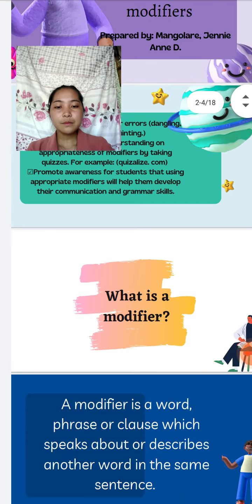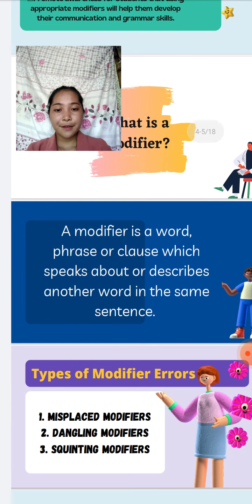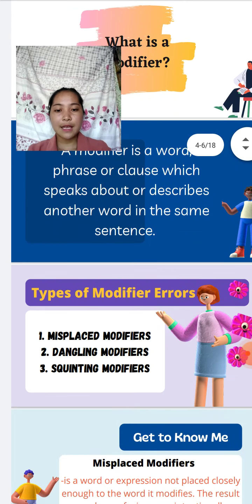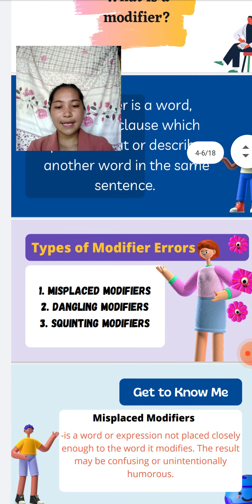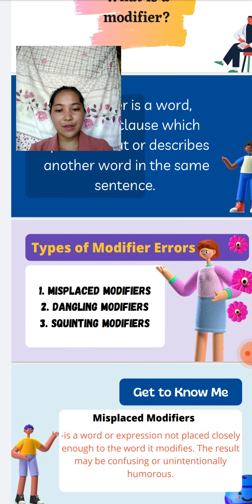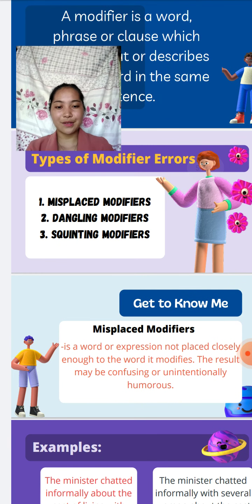So, what is a modifier? A modifier is a word, phrase, or clause which speaks about or describes another word in the same sentence. So there are three types of modifier errors. First is misplaced modifiers, dangling modifiers, and squinting modifiers.